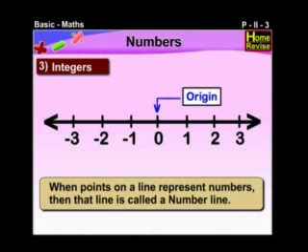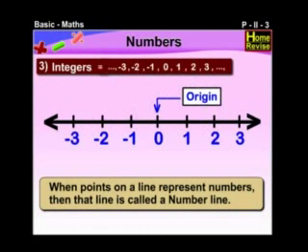Now we can write this entire group of numbers like this: 0, plus 1, plus 2, plus 3 and plus 4 etc. And on the left side, minus 1, minus 2, minus 3. And this group of numbers is called integers.